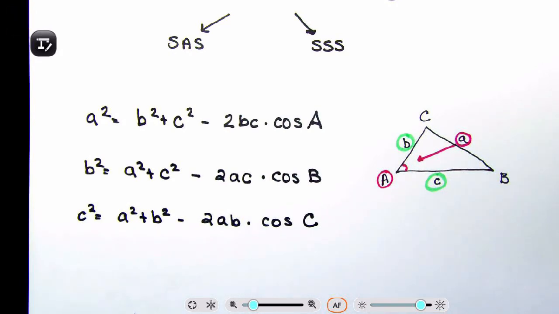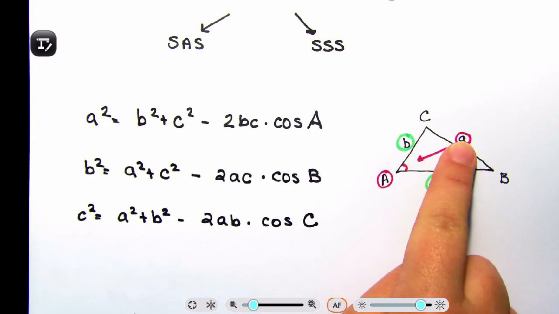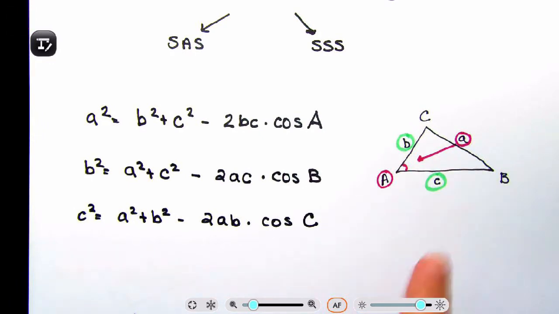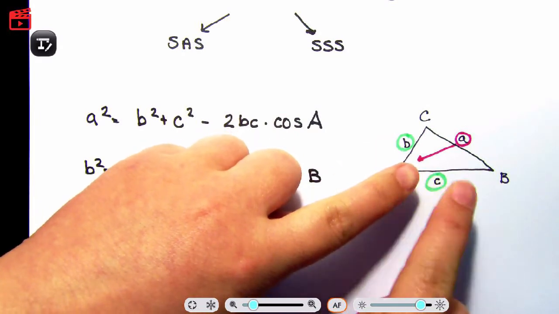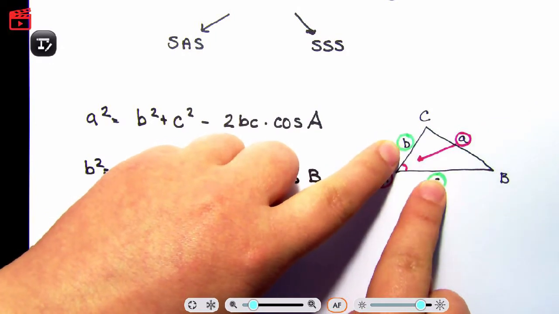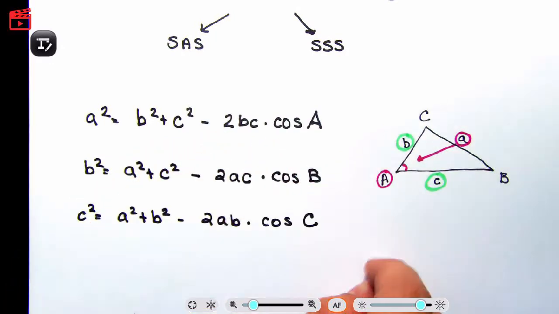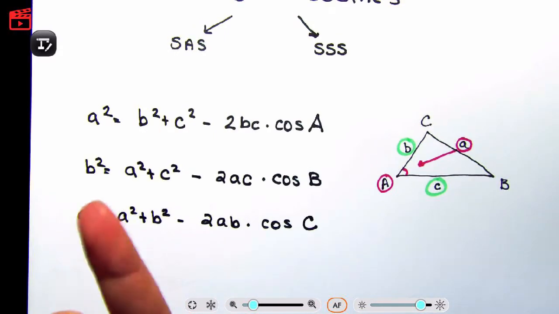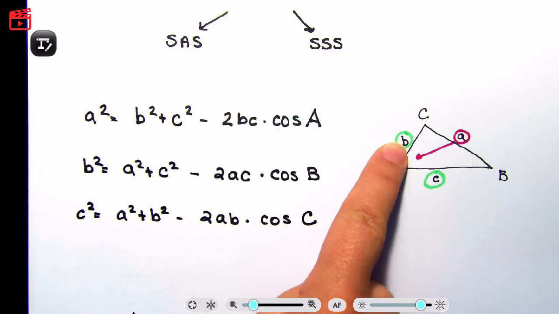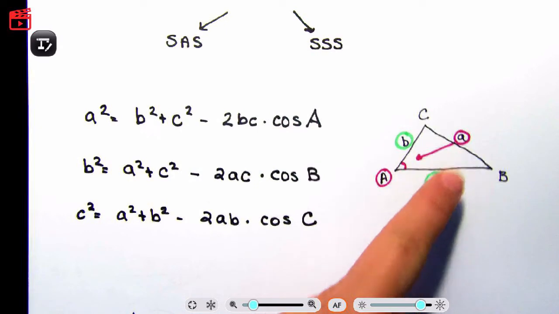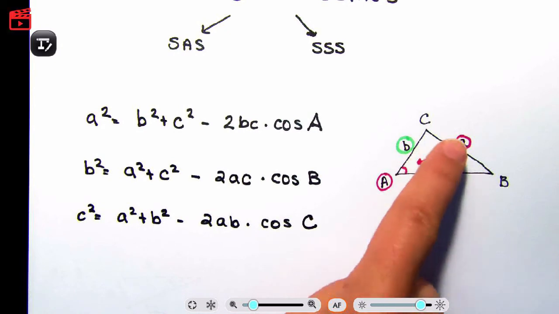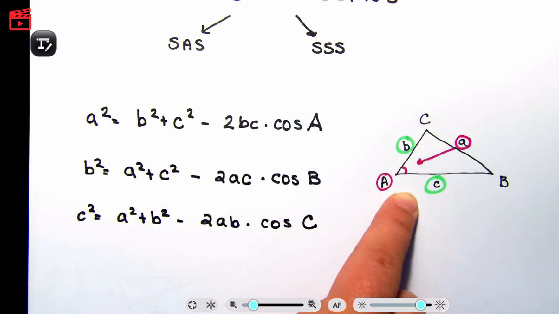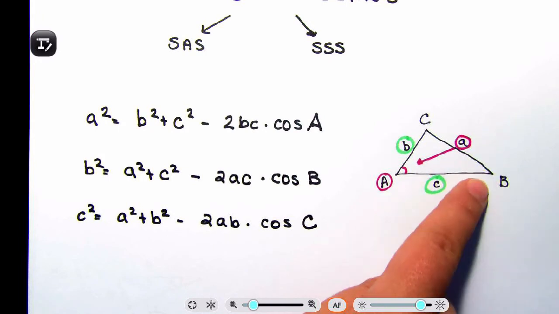So I'm going to repeat that. Take a side, square it. That's going to be equal to the other two sides squared, added together, minus two times these two sides, times the cosine of this angle. Now, these other two are exactly the same, but it's just from the point of view of a different side. So if you have side B, you're going to square it. You're going to then make it equal to A squared, C squared, added together, minus two times A and C, times the cosine of that angle.